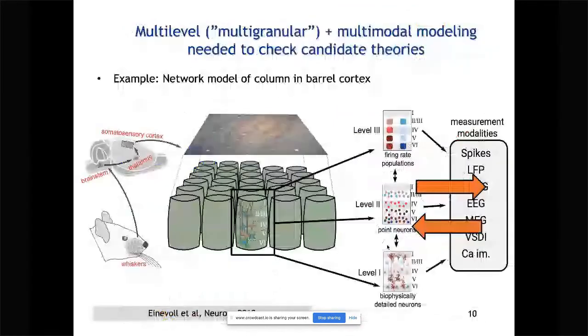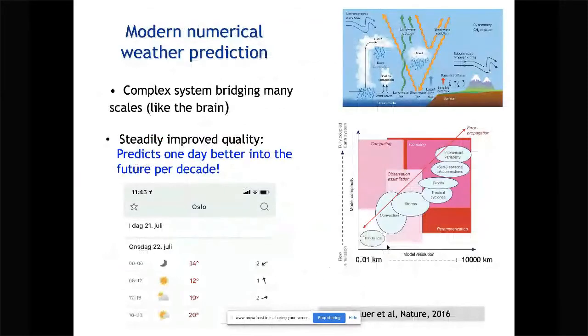It's easy to make this diagram, and it's a little bit daunting because we know there are a lot of unknowns. It's very complicated models and a lot of unknowns and so on. But I think we should take heart in, for example, the success of modern numerical weather prediction. Because that's actually a complex system which bridges many scales, like the brain, at least maybe five or six orders in length scales. And the quality of this numerical weather prediction has improved.